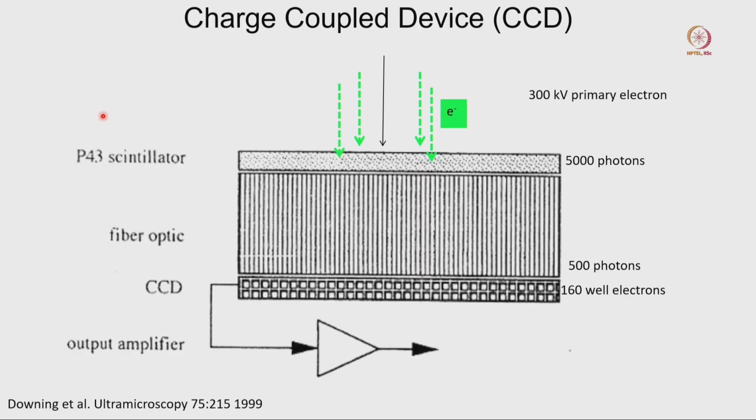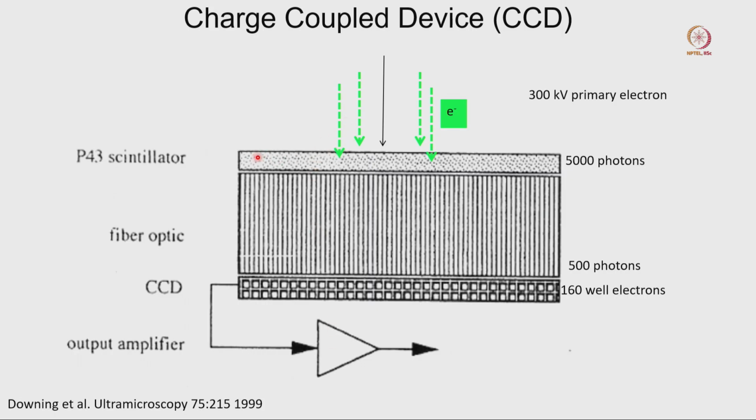Now, how is this charge coupled device working? As I discussed, the charge coupled device has a scintillator. This is the P43 scintillator, where the electron will come, interact, and be converted to a photon. Here the fiber optics is there. When the electron hits here, the signal goes through this fiber optics to the pixel sensor, which records those photons and gives the actual image.